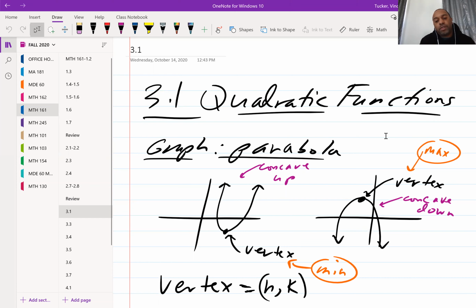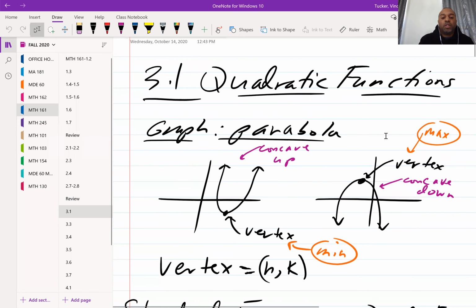Notice your vertex on concave up will be the lowest point of your graph. Vertex on concave down will be the highest point of your graph. Coordinates of your vertex will be considered (h, k). Now, when we're dealing with the center, the coordinates of our center are (h, k); the coordinates of our vertex are also (h, k).